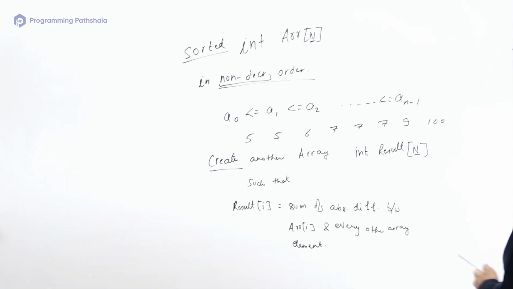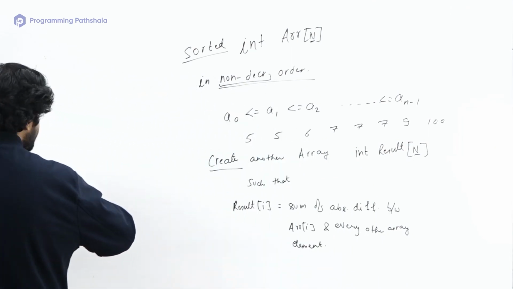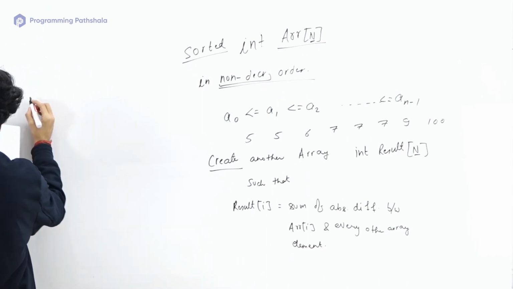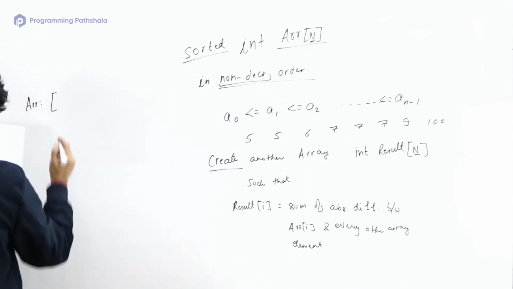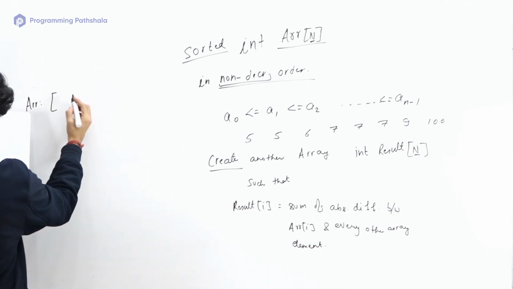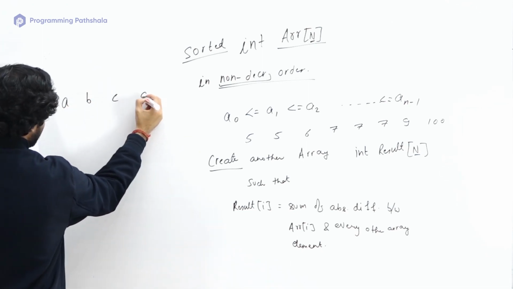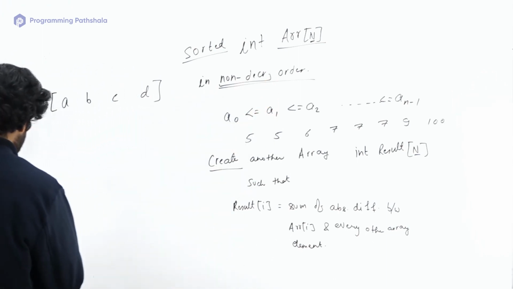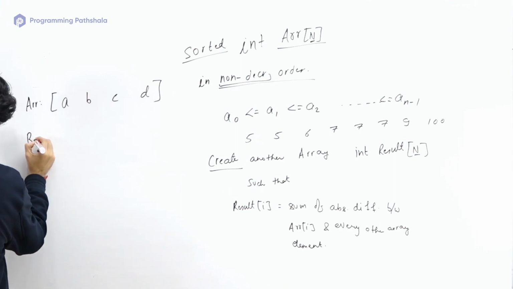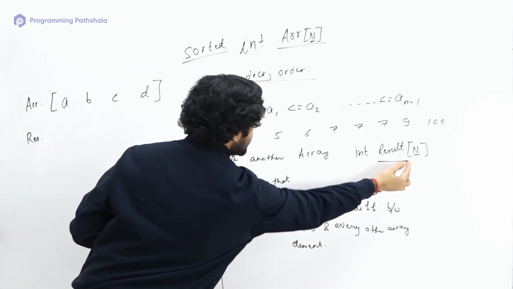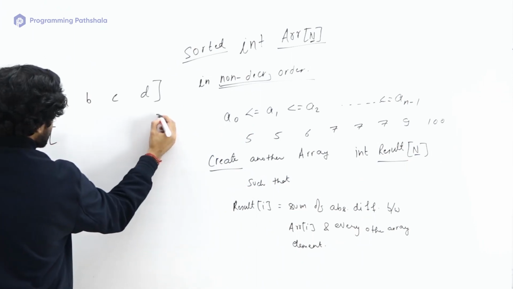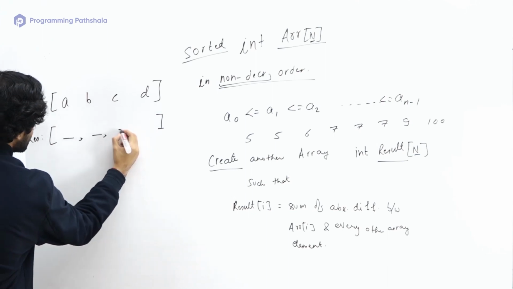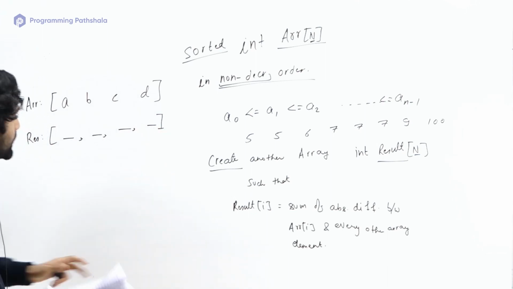Okay, let's take an example. Okay, look at the board. So let's say you have been given this input array which is sorted, and let's say this array contains some elements, and those elements are, let's say, A, B, C and D. Of course, they will exhibit a non-decreasing order. Okay. Now what I want to do is come up with a result array, as the question says, which should be of the same size, that is size 4. So there should be 4 items inside this.